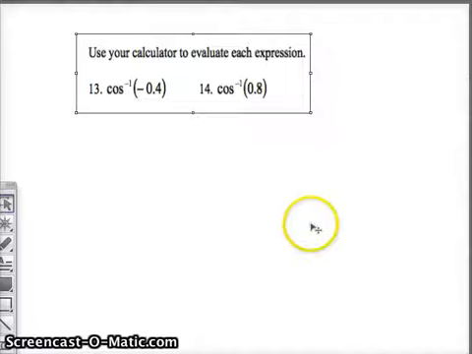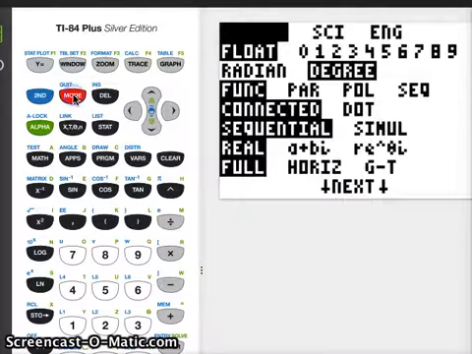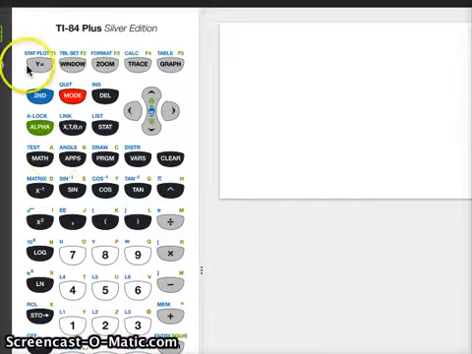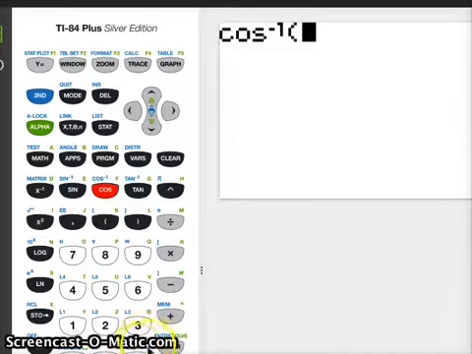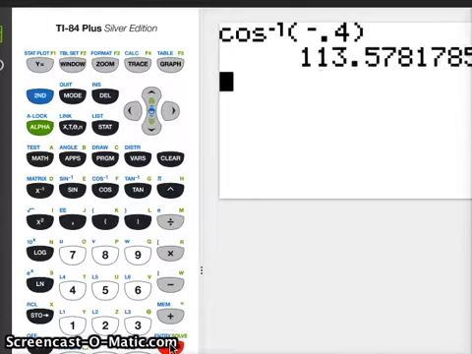All right, use your calculator to evaluate each expression. How would I do inverse cosine of negative 0.4? Okay, let's just do degrees for the sake of argument. We've got ourselves set in degrees. Inverse cosine. Cosine's right here, but you got to do inverse cosine, okay? What was that, negative 0.4? Negative 0.4, okay? And it should be something in the second quadrant, 113.6 degrees. That would be the way I would work that problem.